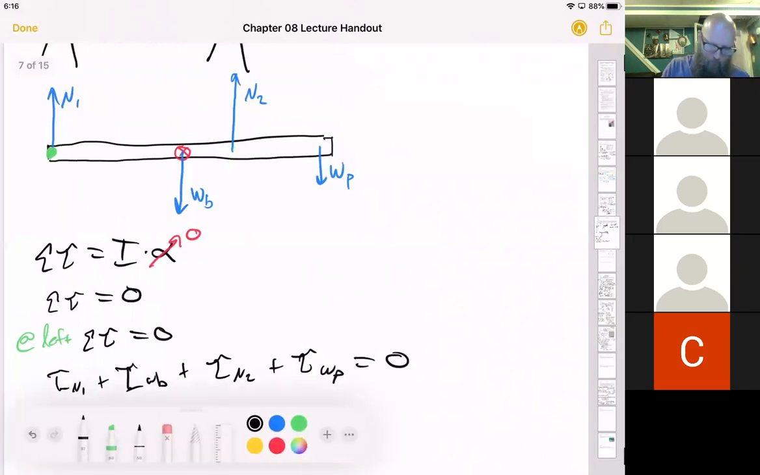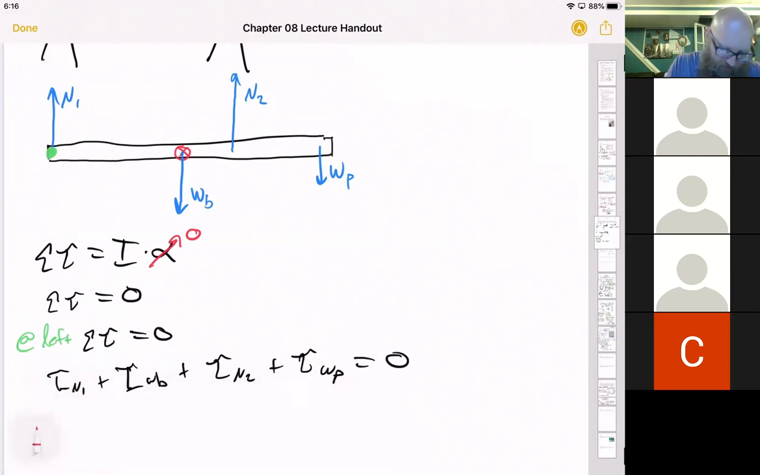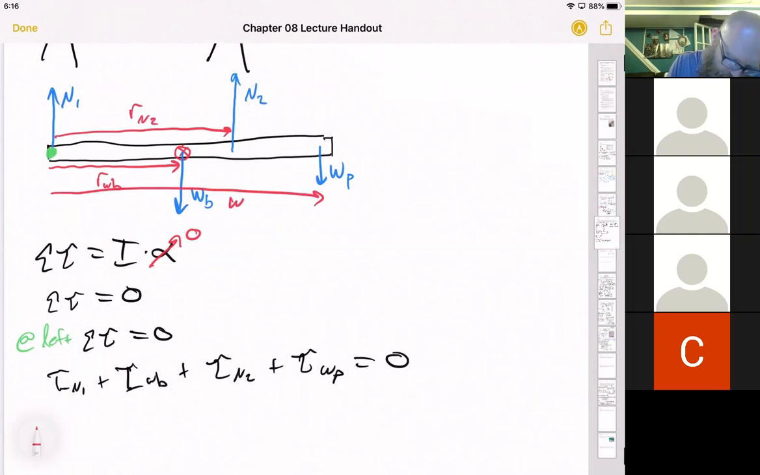I win. Okay, so let's label some radii here. Let's make them red. So if this is my axis, what I care about is the distance to there. So that's R for the board. There's R for normal 2. And there's R for the paint can. Right? And those R's all depend on my axis of rotation. So if I picked a different axis, I would have different R's, all right?